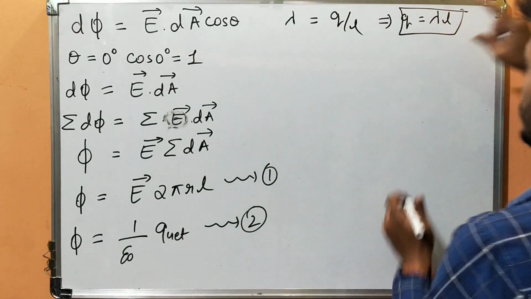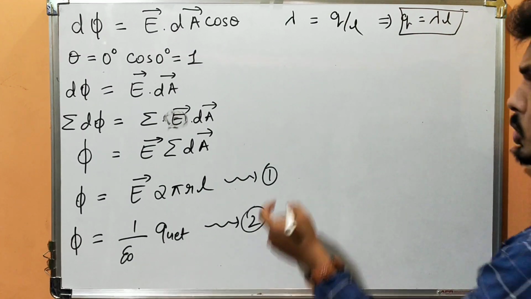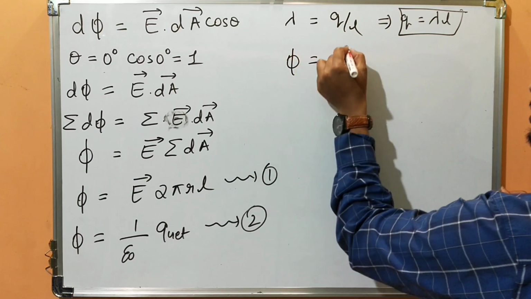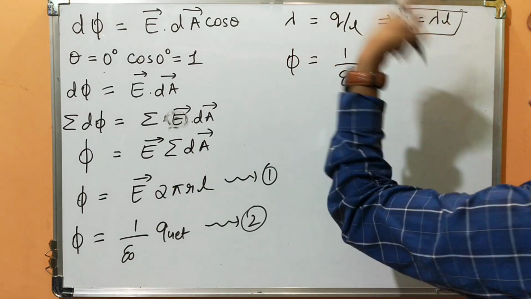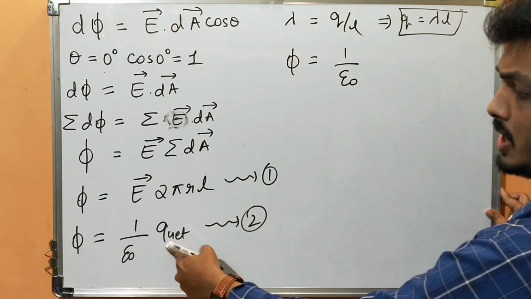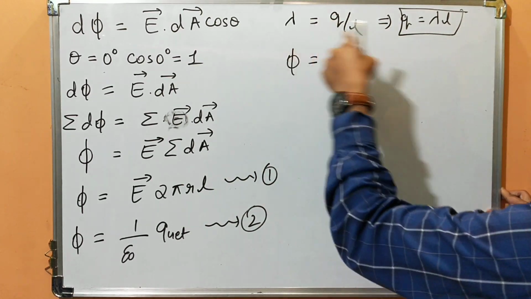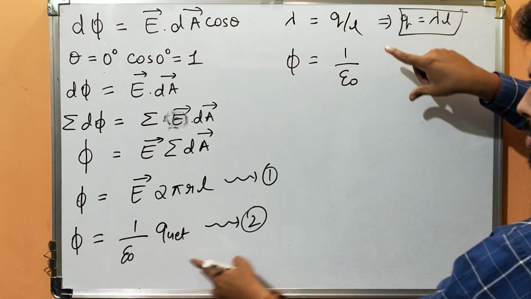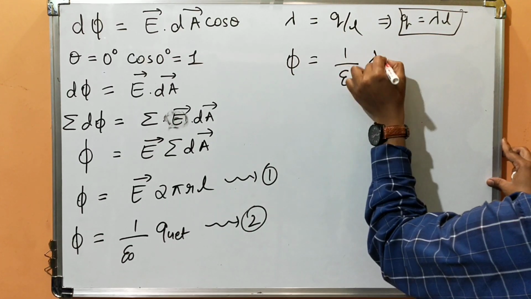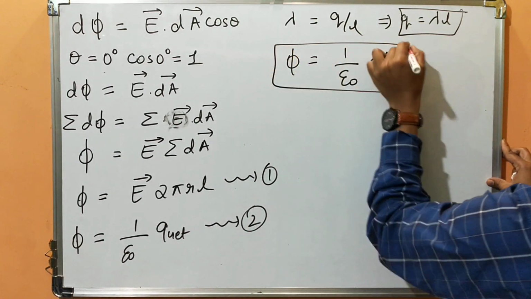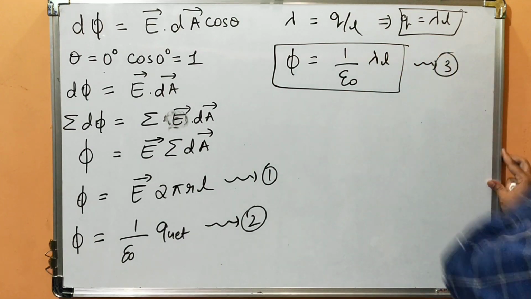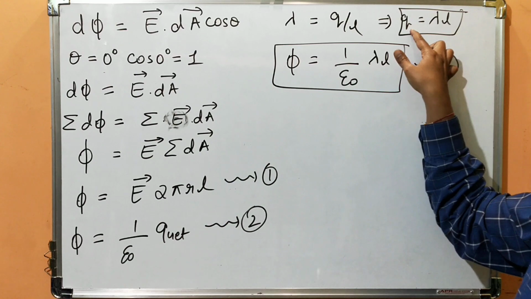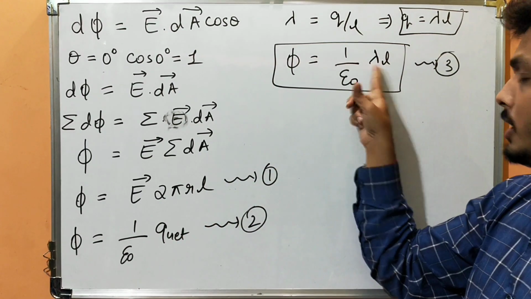So I will substitute this value of Q in equation 2. Phi will be equal to 1 upon epsilon naught times the net charge. Net charge in the sense what? Q. Q means the total charge over this length. So instead of Q, I will write lambda into L, and I'll give this as equation number 3. Did you understand what I did here? I have just substituted this value of Q and written lambda L.